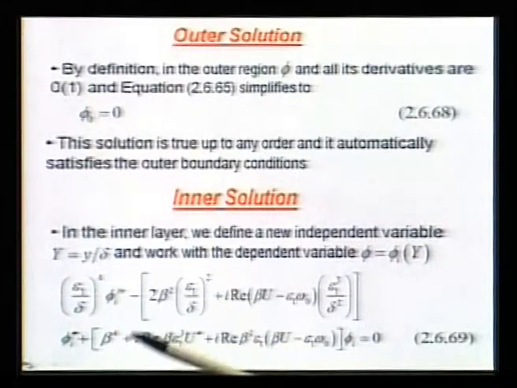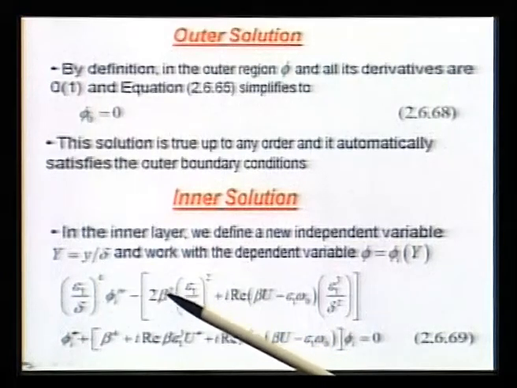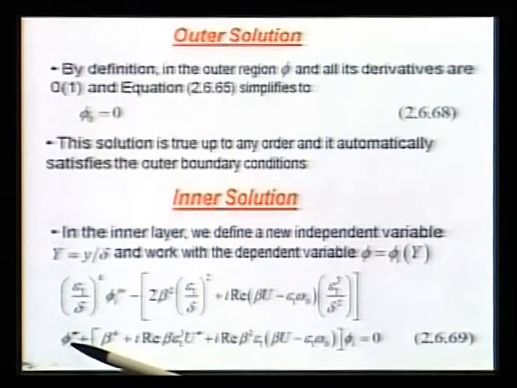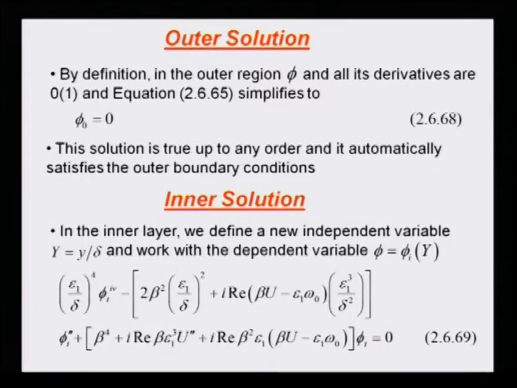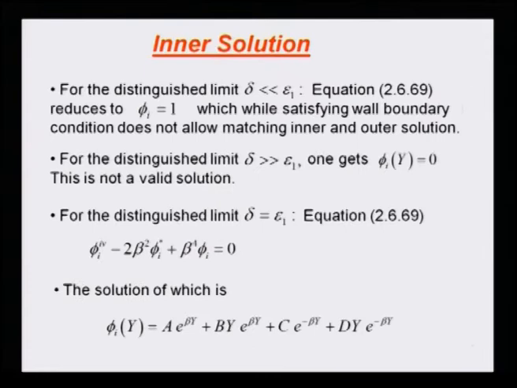What about the rest? So from here I will get 2 beta square phi I double prime. What about here? All those terms will disappear. Only you will get beta to the power 4 times phi. So you get this term, you get this, as the distinguished limit governing equation when delta equal to epsilon.